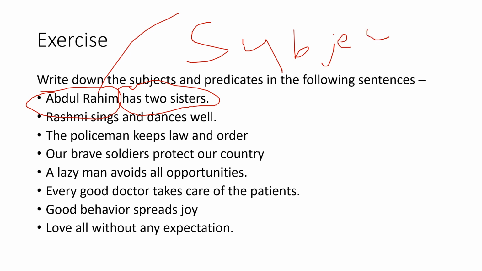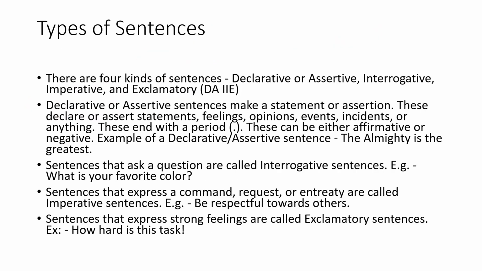And okay, I think this should be an easier tool for writing down words. Okay, but anyways, you're getting my point. And has two sisters is the predicate. So you can please try solving the other sentences and divide them into subject and the predicate. Okay, moving on to the next slide.